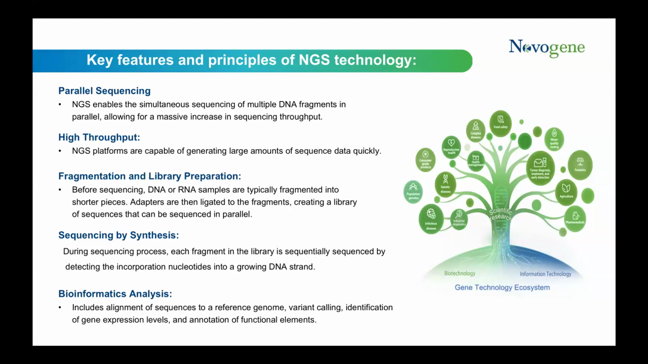During the sequencing process, most NGS platforms use a method we call sequencing by synthesis. In this process, each fragment in the library is sequenced by detecting the incorporation of nucleotides into a growing DNA strand. Fluorescently labeled nucleotides are added, and then the emitted light signal is recorded to determine the sequence.